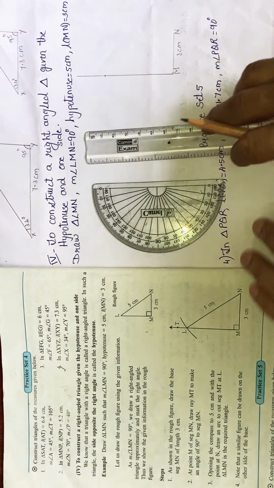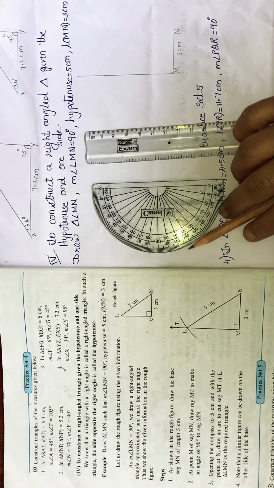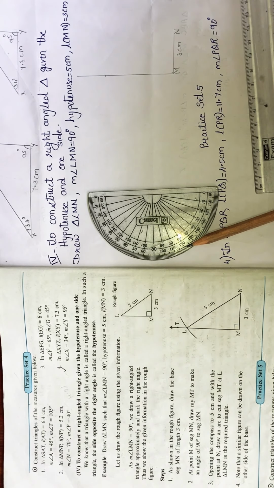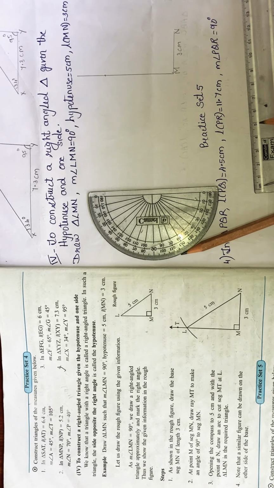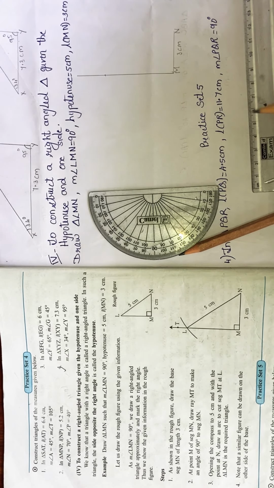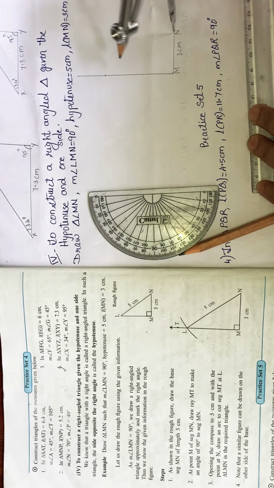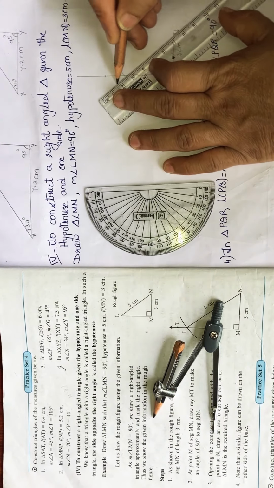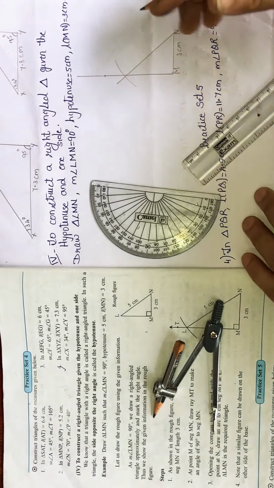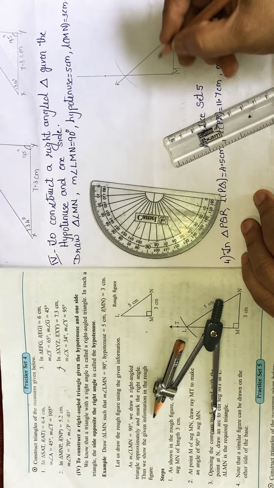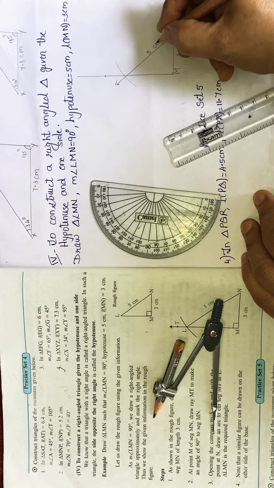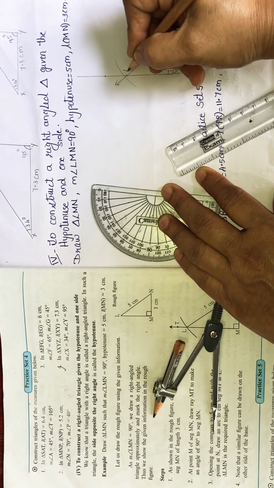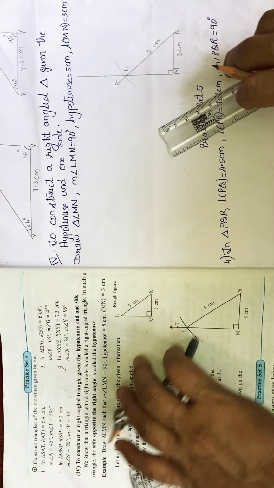Now NL is 5 centimeters. So you're going to use your rounder and measure 5 centimeters like this, and cut the arc here. So let's join this. This is 5 centimeters, this is 90 degrees, and this is your point L. So now the rough figure is ready.